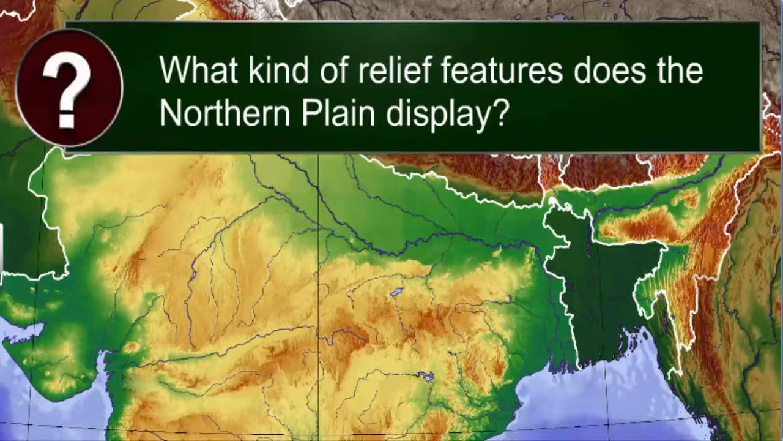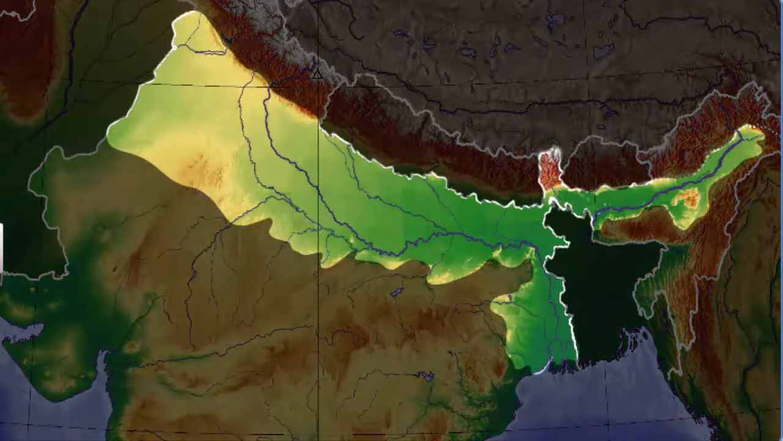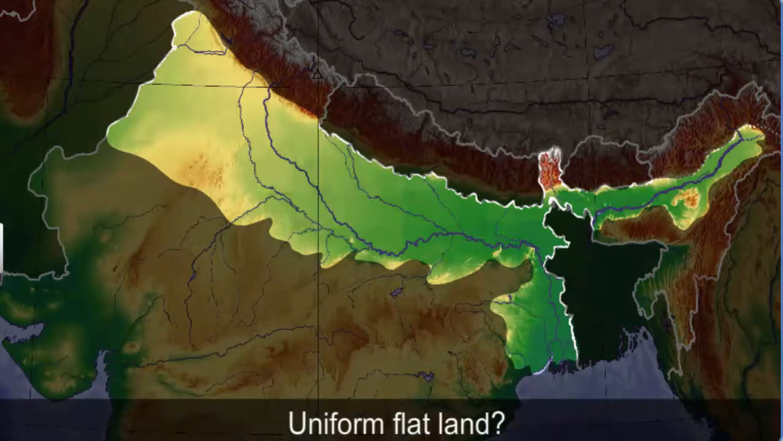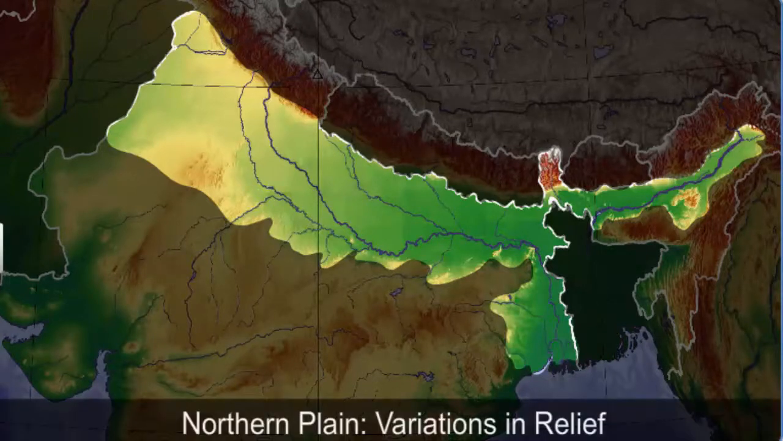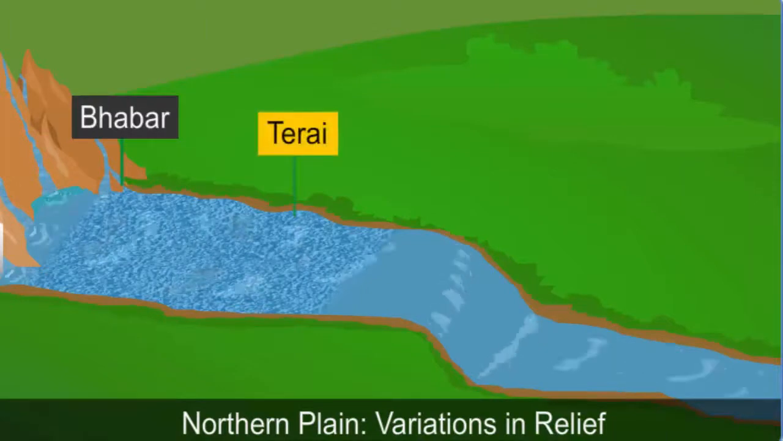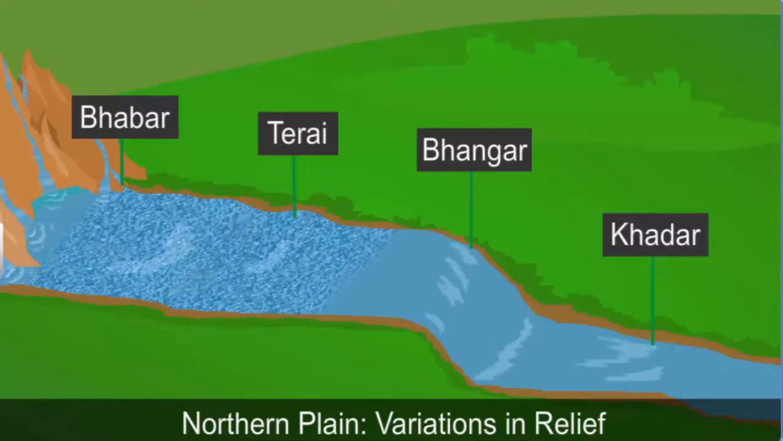What kind of relief features do you think the northern plain displays? People generally think of the northern plain as a region that has uniformly flat land all across. That's not quite true. You can find quite a bit of variety of relief features in the northern plain. In fact, based on these variations in relief, you can divide the northern plain into 4 regions: Bhabar, Terai, Bhangar, and Khadar. Let's find out more about these regions and the features that each of these regions displays.